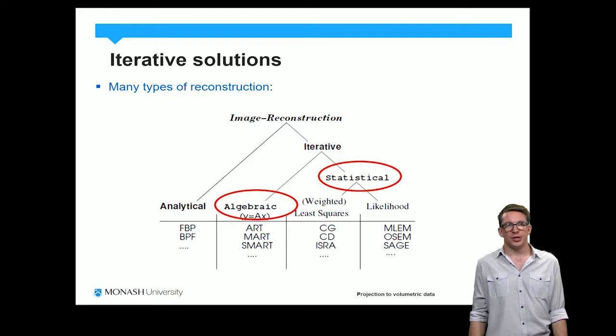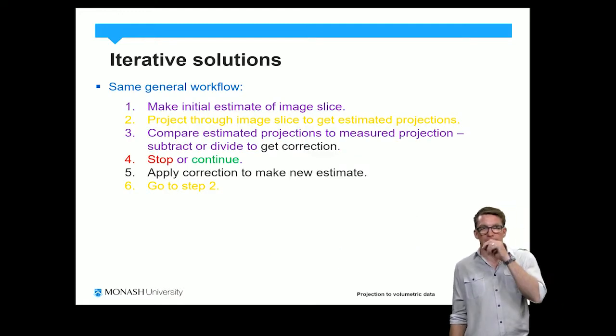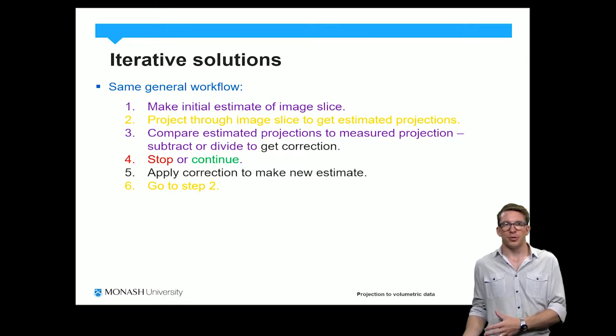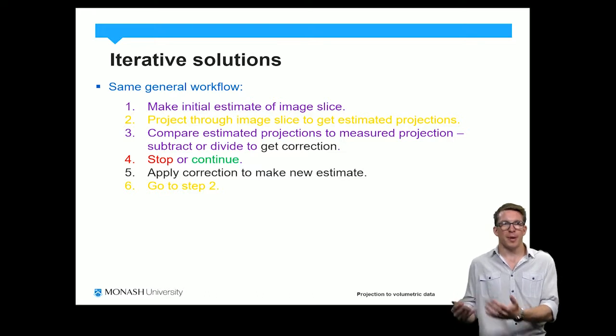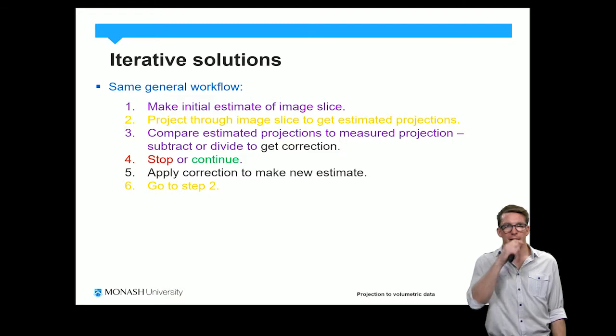Now, there are two ways we can do that. We can do it the algebraic way or the statistical way. Both ways use the same basic recipe. This recipe has 5 steps. So the first thing we do is make an initial estimate of the image, and we can do that just by effectively doing a back projection of our original data. So we've collected our data, we've back projected it, and therefore we end up with an estimate of the image.